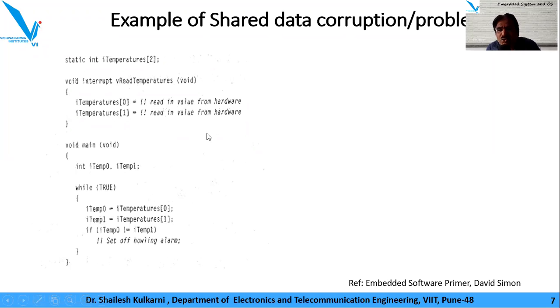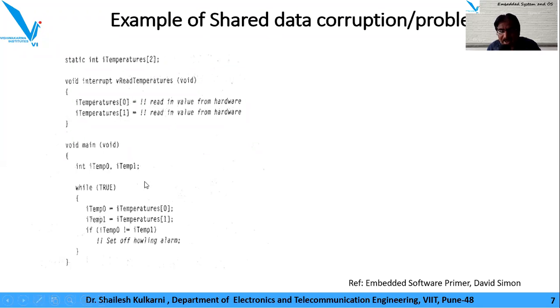Let's say I have two hardware channels that I'm making use of. When the interrupt service routine executes, it reads the value from that independent hardware, and updates this array with the appropriate item, 0 and 1. This is what the interrupt service routine does in this case. In the main program, I have defined two additional variables called itemp0 and itemp1.